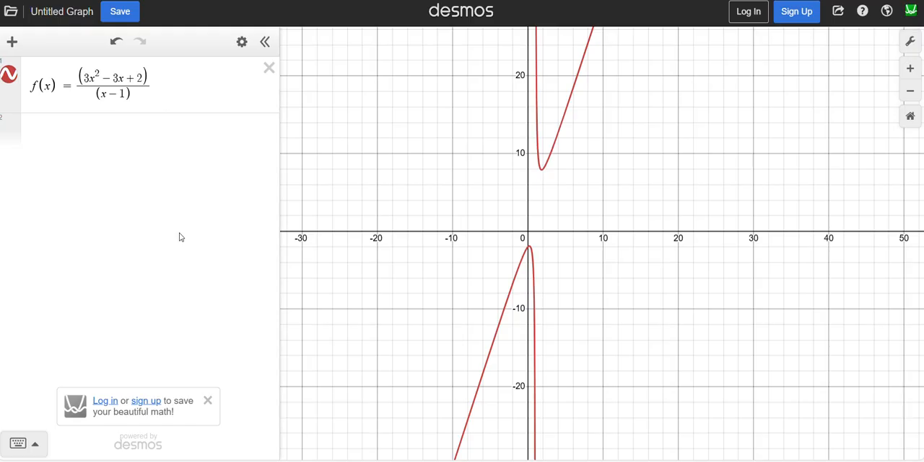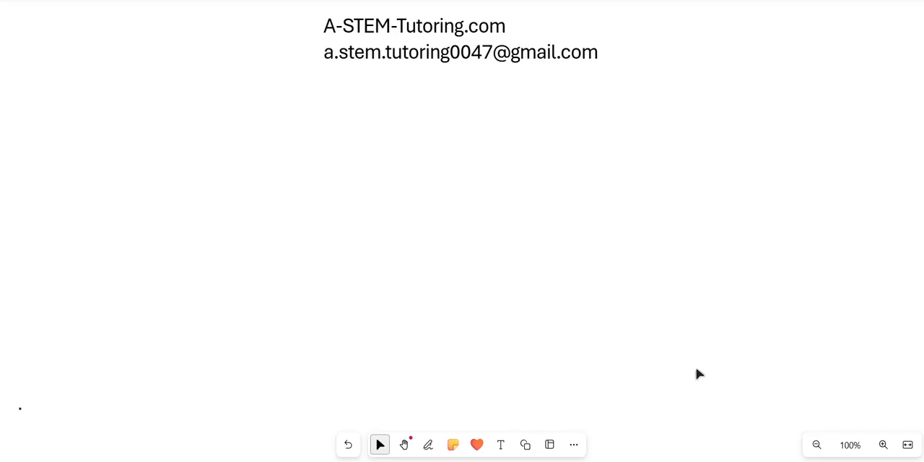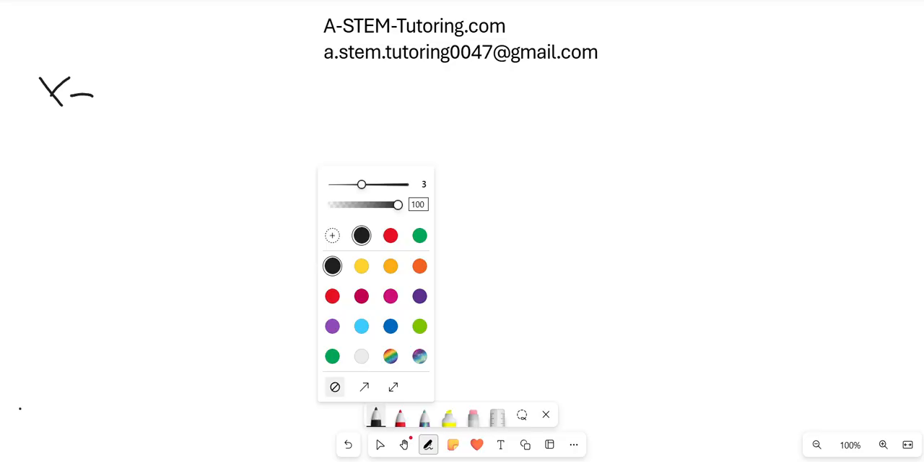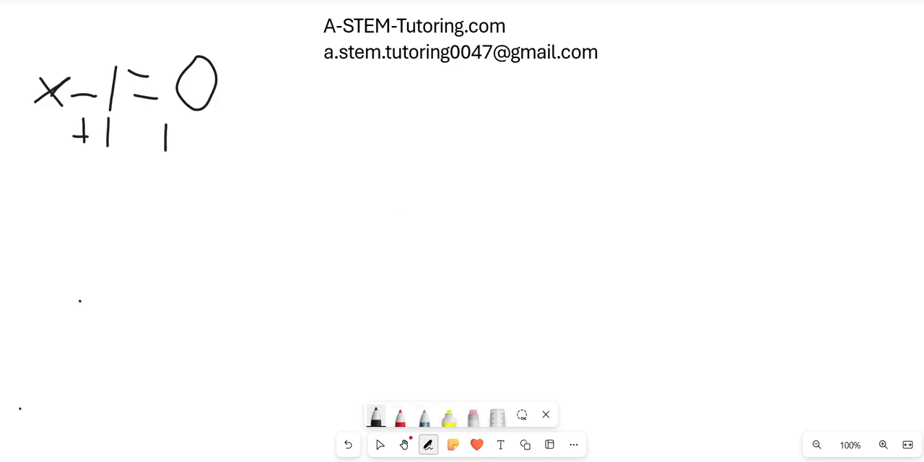So first of all, you can notice that there's a vertical asymptote. Where does that occur? Well, that occurs when the denominator equals 0, because you are never allowed with fractions to have a 0 denominator. So let's look at the denominator x minus 1. If we start off with x minus 1 equals 0, we can solve this equation by adding 1 to both sides. These cancel out, and we have a solution x equals 1.